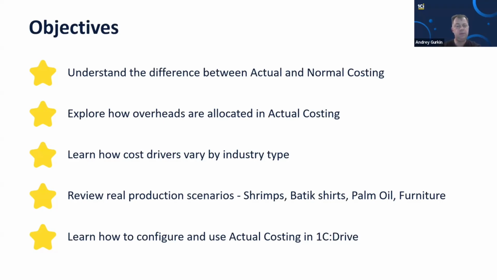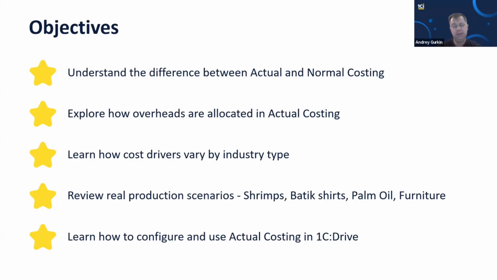And then we'll be discussing real production scenarios. We'll be producing, surprisingly, shrimps, then batik shirts, a national Indonesian shirt, then palm oil, for all the people who like it, or maybe eat something with palm oil. Okay, we'll be producing it, and some furniture. And then learn how to configure and use actual costing in 1C Drive.